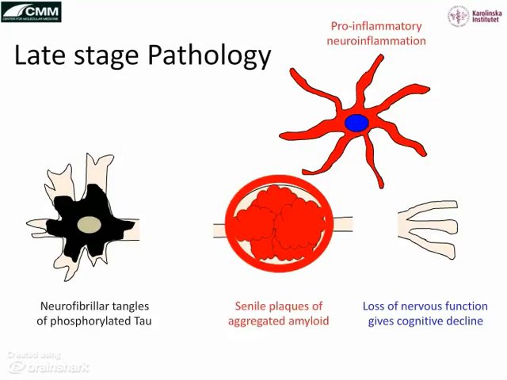On this slide you see a representation of what could be expected during the later stage in the pathological process. On the left you see that the cell body of the neuron is now full of phosphorylated tau in extensive neurofibrillar tangles. There will be large aggregated plaques of amyloid protein, at this stage termed senile plaques, and of course there will be a great loss of the nervous function leading to cognitive decline. You'll also see an extensive pro-inflammation, activated microglia and astrocytes.